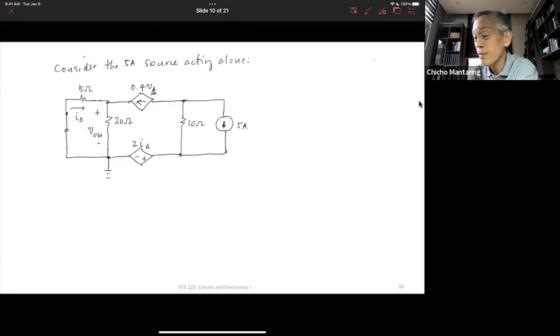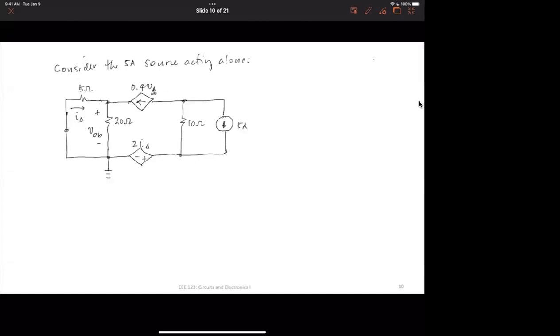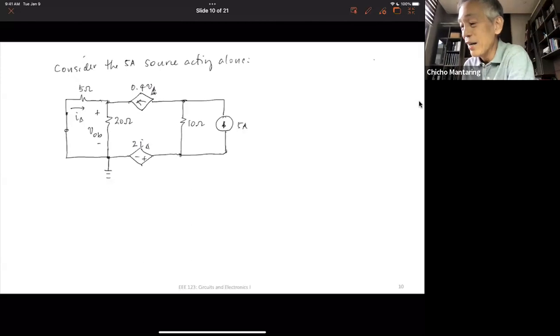Okay, this time, how many nodes will I have? 3 essential nodes, yes, except the reference node. That's correct, no? Now I have 3 essential nodes, excluding the reference node. Okay, so let me continue to call this X. Let me call this Y. Let me call that Z.